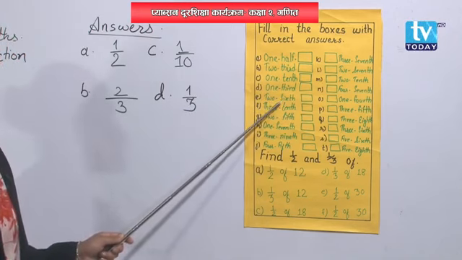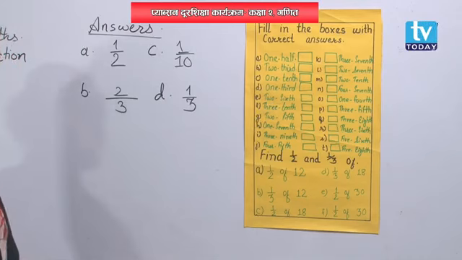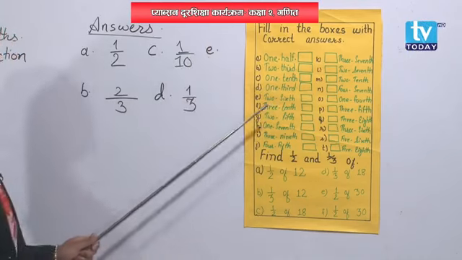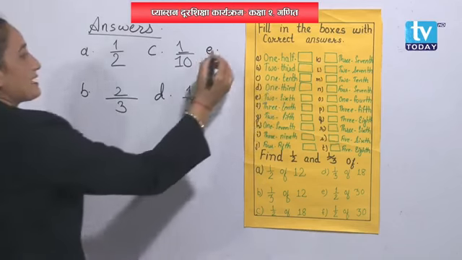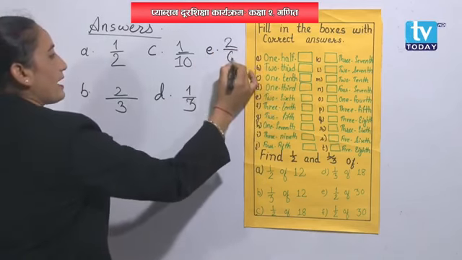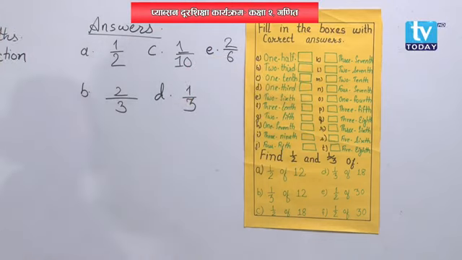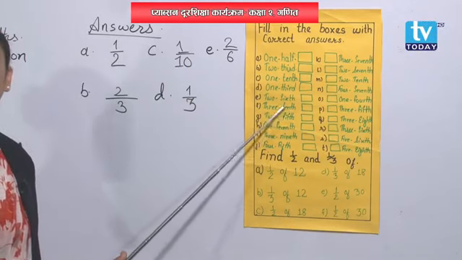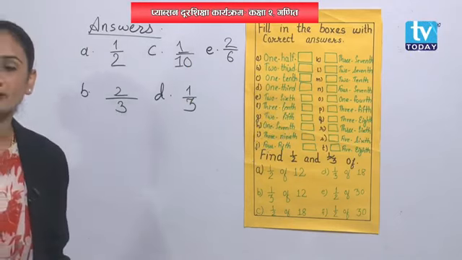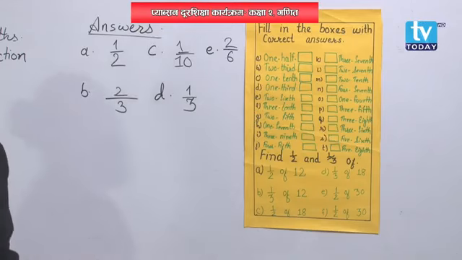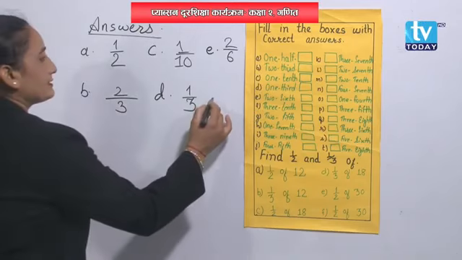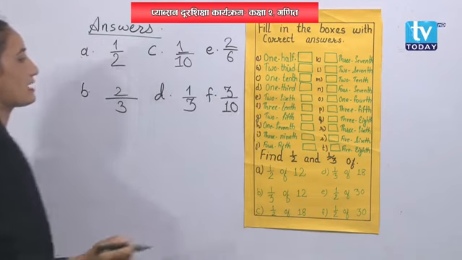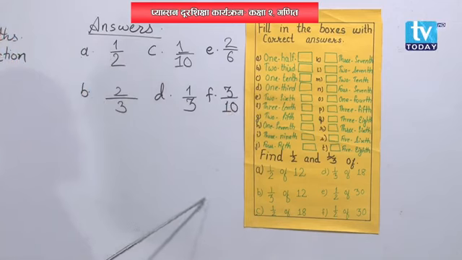Then after, E number, it's written 2/6. How to write 2/6? Out of 6 parts, 2 parts are shaded. So write down 2/6. Now F number. 3/10. Out of 10 parts, 3 parts are shaded. So how to write? 3/10. These are the answers I have written over here, okay?